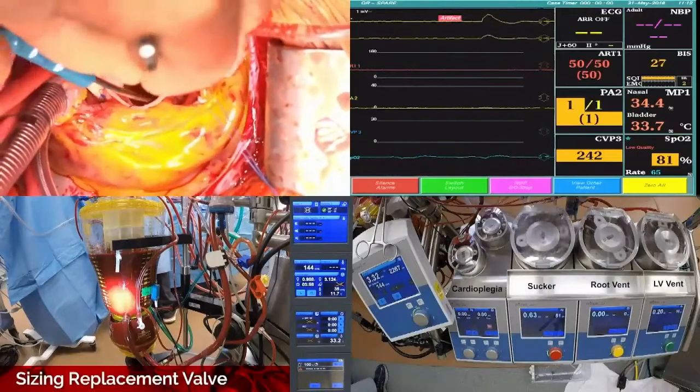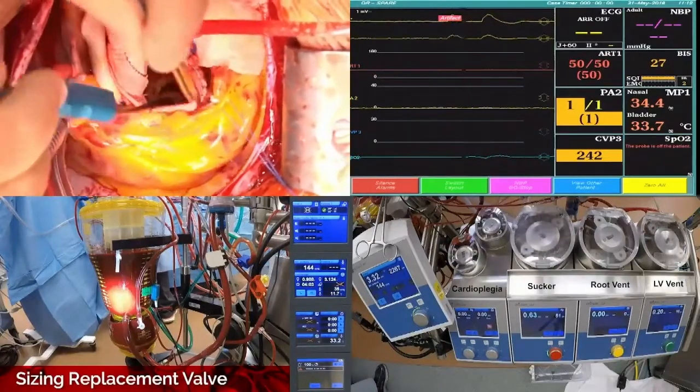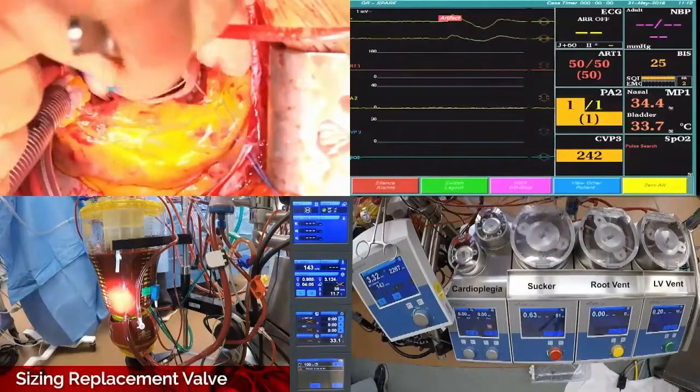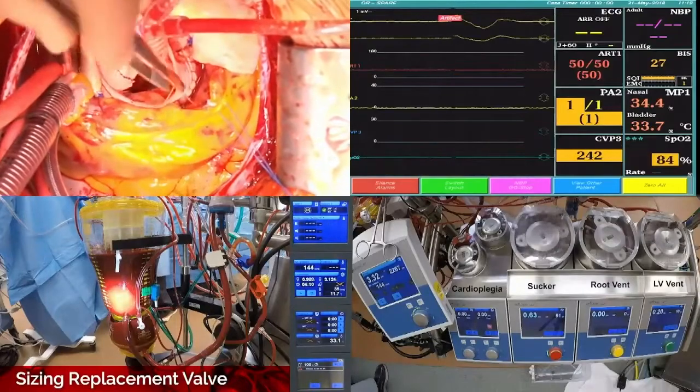Yeah, so how do you decide? What are you doing? Exactly, that's my question. What are you doing with that thing? Okay, so there's two ends to the sizer. Does that really say 21 on there? I thought it did, yeah. Man, that's a pretty big annulus.